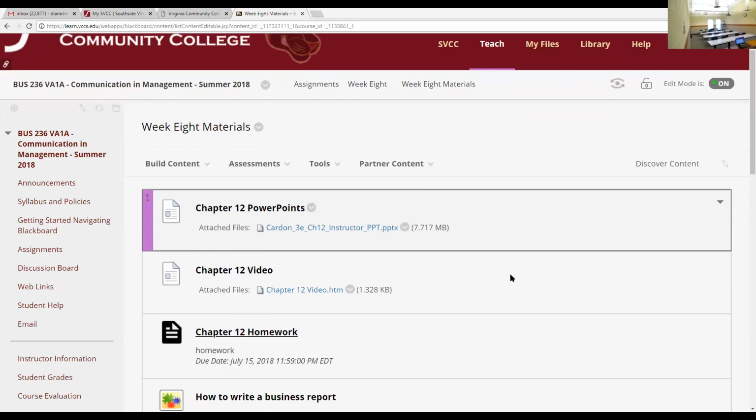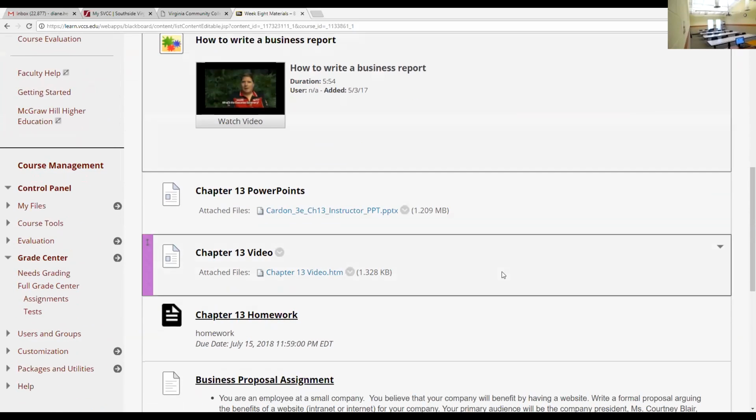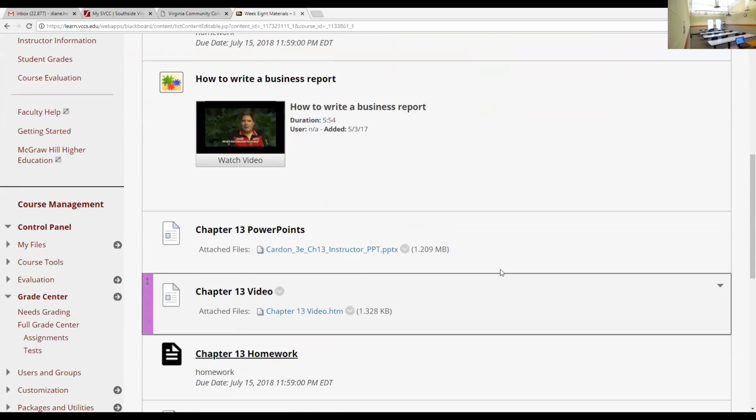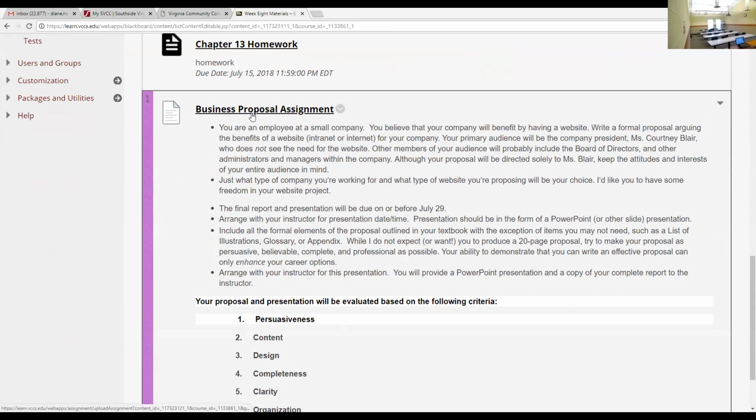And show you Blackboard for this week. We are doing chapter 12 today, chapter 13 on Thursday. Both your homeworks are up there for those 2 chapters. And then the very last thing that you'll see is your business proposal assignment up there. So that's what I'd like for you to read between now and Thursday, and make sure if you have any questions that you ask them on Thursday. That'll give us 2 weeks to get it all done.